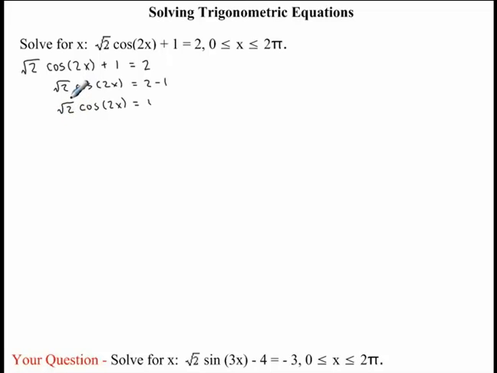Now we need to get rid of the square root 2. The operation here is multiplication, so I need to divide both sides of the equation by the square root of 2, since division is the opposite operation of multiplication. These square root 2's will divide out to 1, and I'm left with cos of 2x is equal to 1 over the square root of 2.